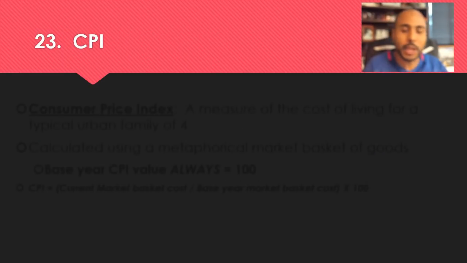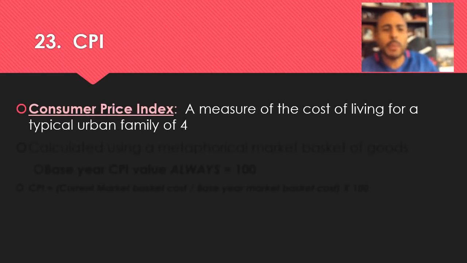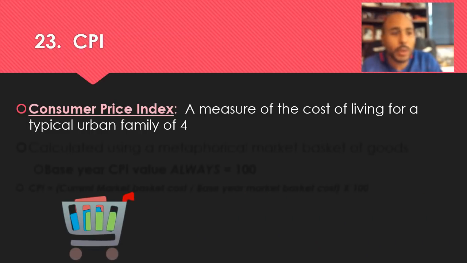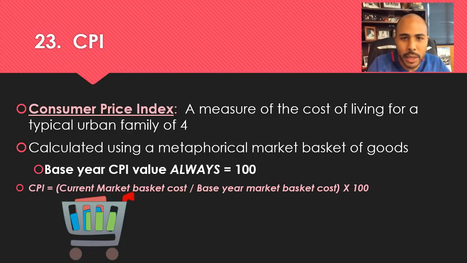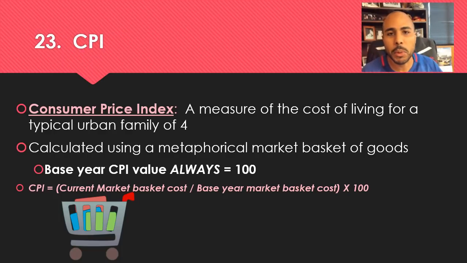All right, the Consumer Price Index. Hopefully you remember that that's just a measure of the cost of living for a typical urban family of four. Okay? We calculate it using a metaphorical market basket of goods. The market basket just looks at what the average family of four buys in a year in terms of the quantity and the cost. Then we put together a market basket. We say, okay, the average family spends X amount of dollars per month. I think in 2016 it was something like $3,600 a month.